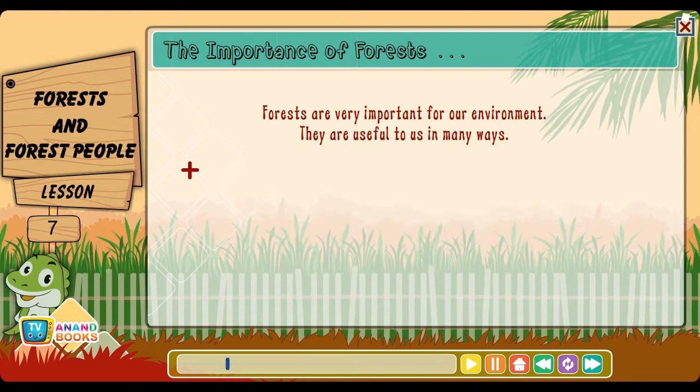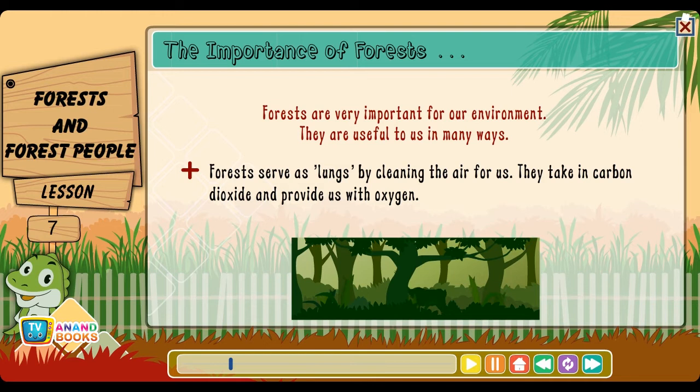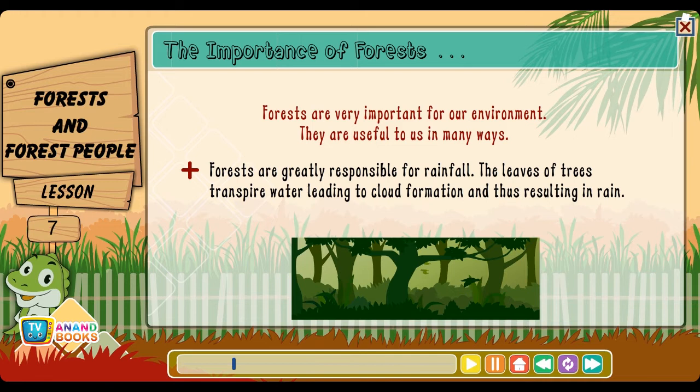Forests serve as lungs by cleaning the air for us. They take in carbon dioxide and provide us with oxygen. Forests are generally responsible for rainfall. The leaves of trees transpire water, leading to cloud formation and thus resulting in rain.